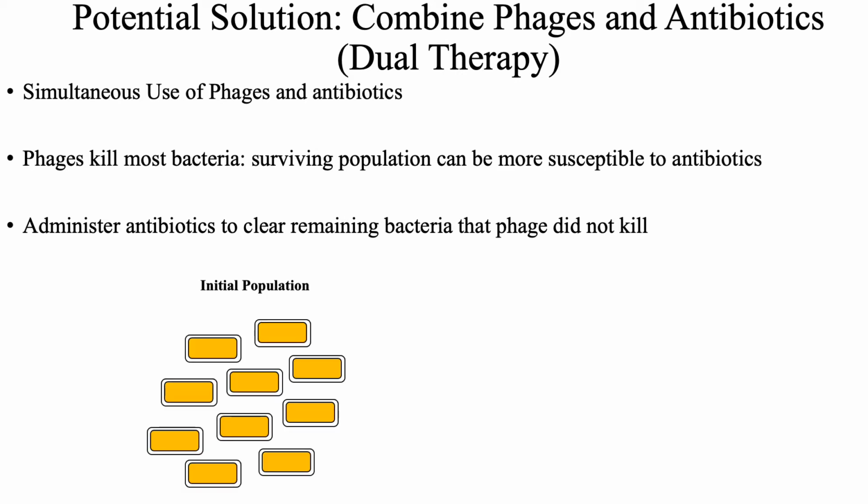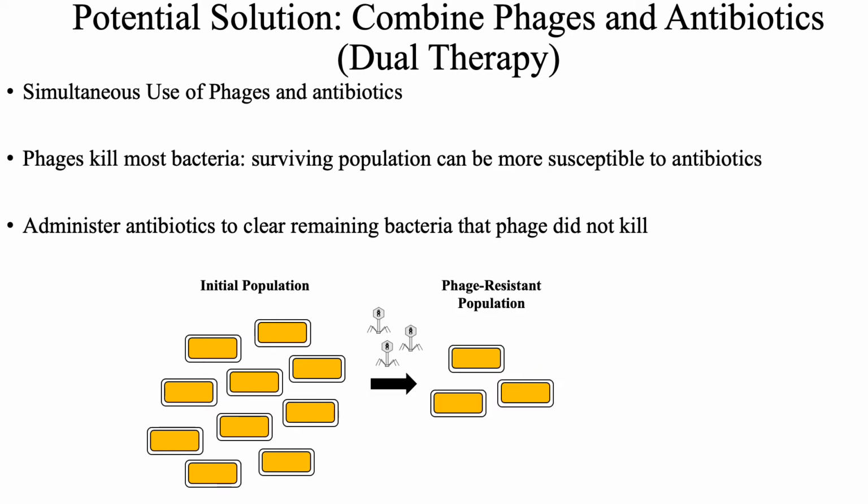So as you can see here, through a quick illustration, there's an initial population of bacteria, and upon exposure to this phage, most of the bacteria die, but a small amount of the phage-resistant population remains. Then the administration of antibiotics will kill the remaining bacteria, leading to no more bacteria and no more infection.